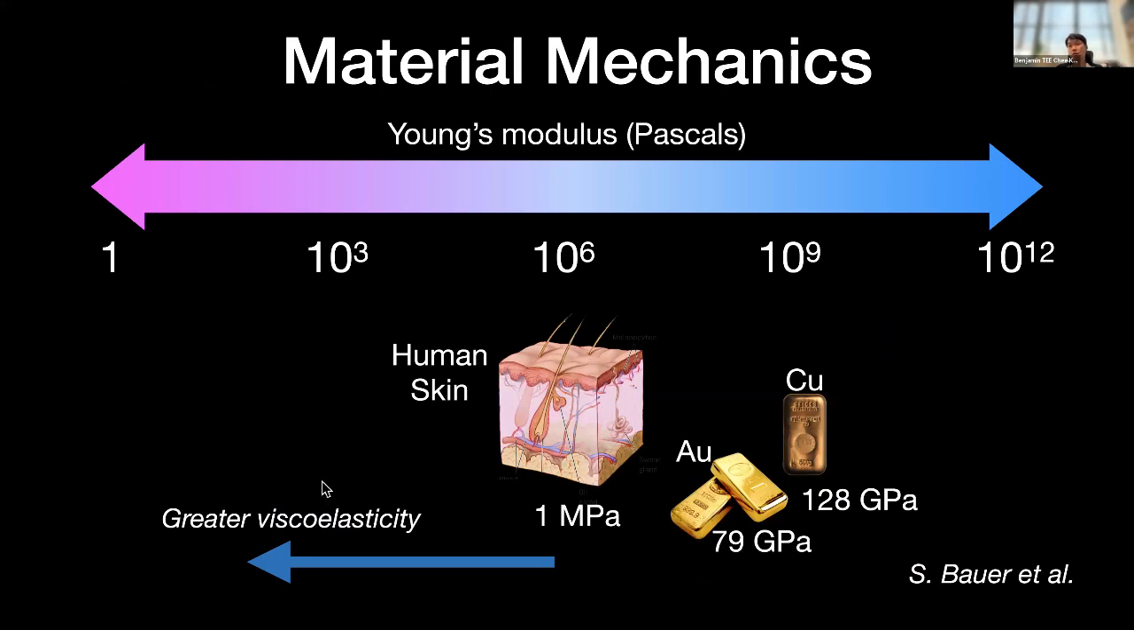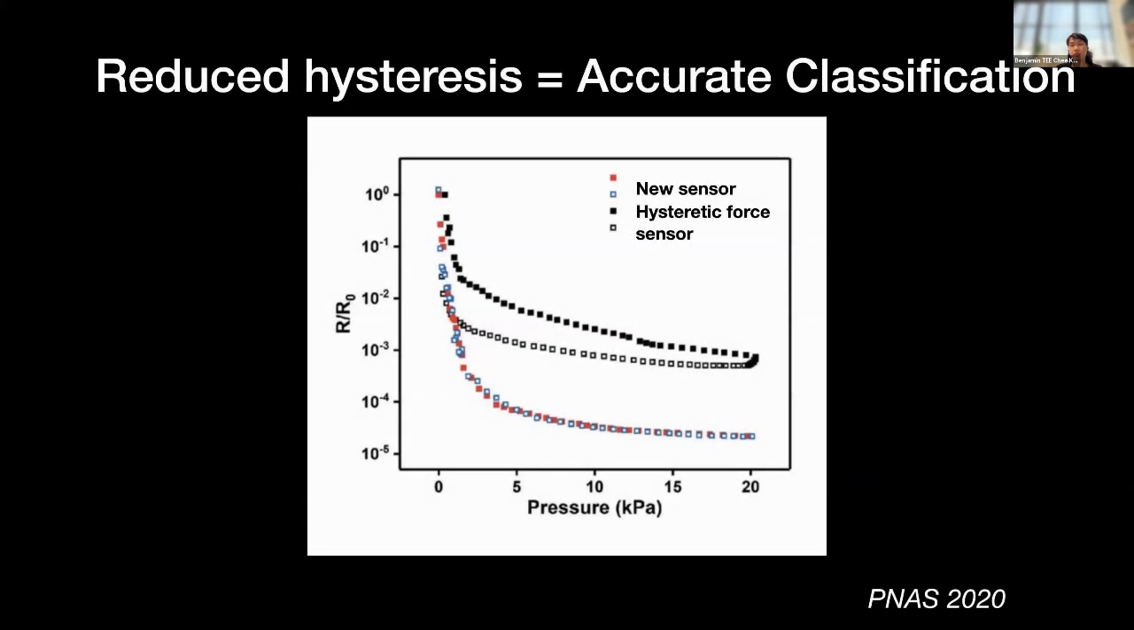And so we need a new strategy if we want to use soft materials. And the question then becomes, well, how can we reduce this type of property? And why does it matter? It matters because in sensors, if you're trying to sense the environment, you want a single source of truth. Now, if you have this property where it takes time to recover, you would have a problem because you have a pressure value that might correspond to two different inputs.